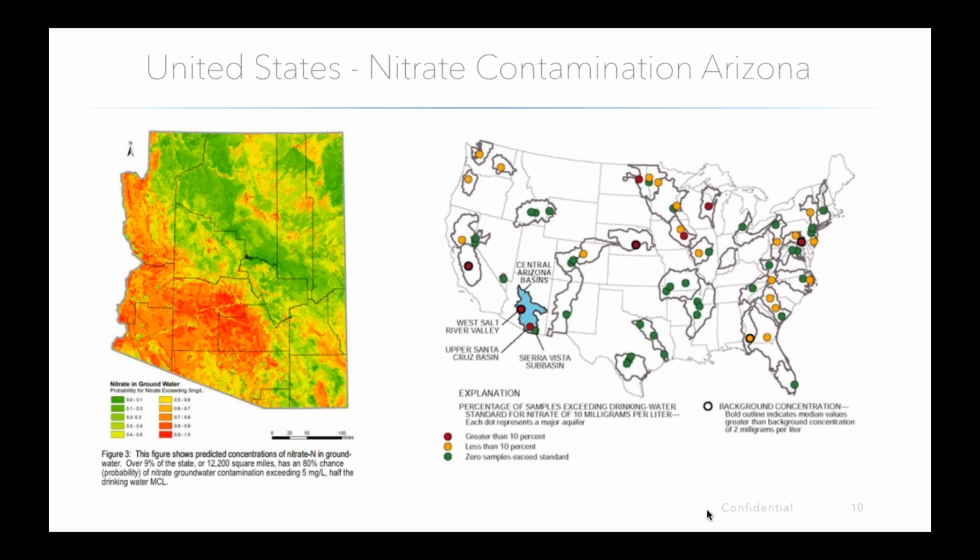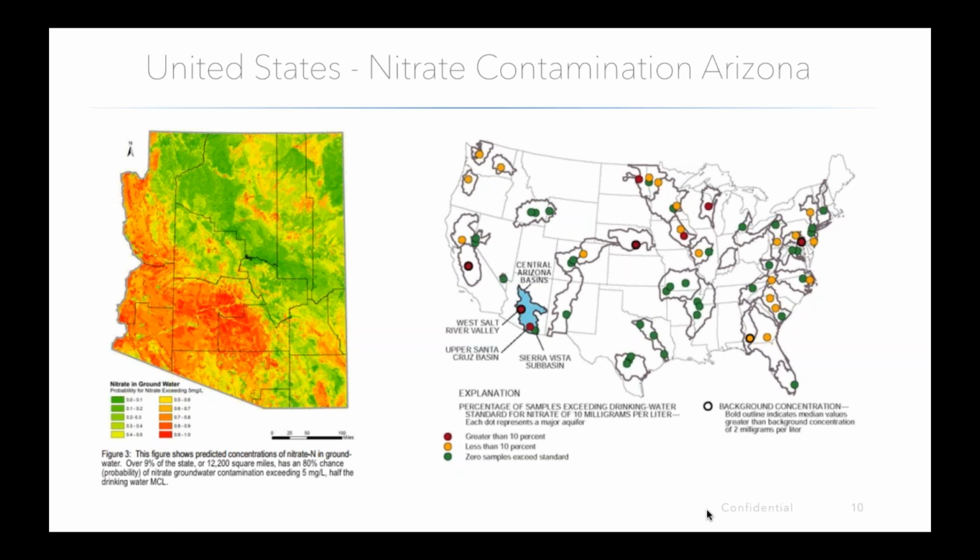If we focus in on the United States, you'll see that there are some large bodies of water and basins that have issues with nitrate contamination. Particularly in the state of Arizona, there has been a big population increase due to the drought. Water has become more of an important topic, and conservation of water and coming up with more environmentally friendly ways of treating contaminants in water.